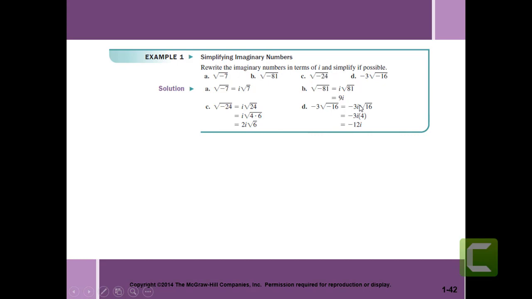And then the square root of negative 1 becomes i. And then we get the square root of 16, which is 4. And that's where this 4 comes in. Now we can multiply the negative 3 and the 4, and we get negative 12. And so our final answer is negative 12i.